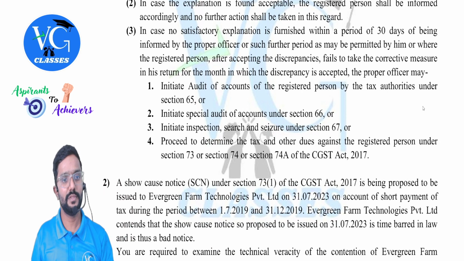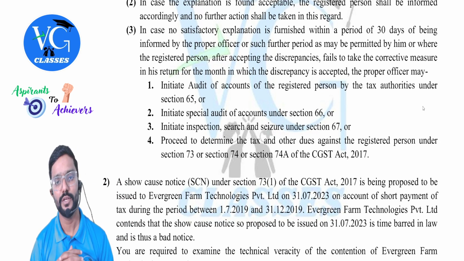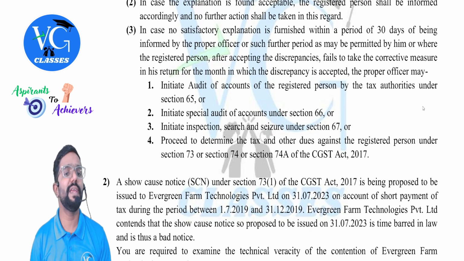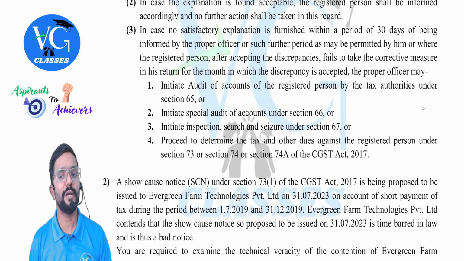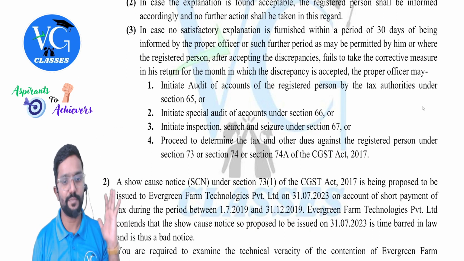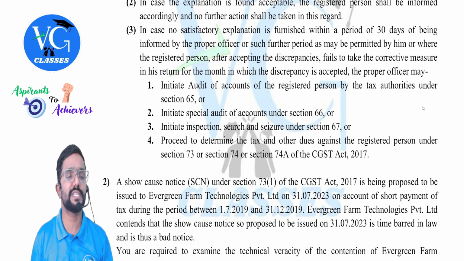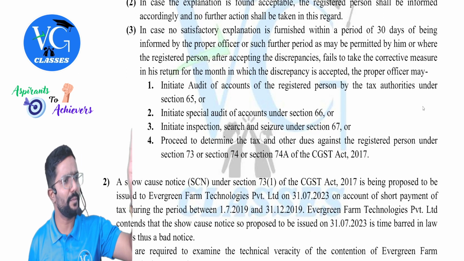Subsection 3. In case no satisfactory explanation is furnished within a period of 30 days of being informed by the proper officer, or such further period as may be permitted by him, or where the registered person, after accepting the discrepancies, fails to take corrective measures in his return for the month in which the discrepancy is accepted, the proper officer may initiate the audit of accounts of the registered person by the tax authorities under Section 65. Guys, but audit is not a part of your syllabus.